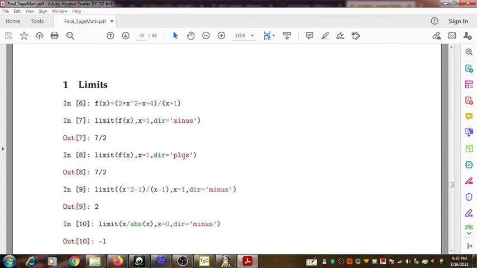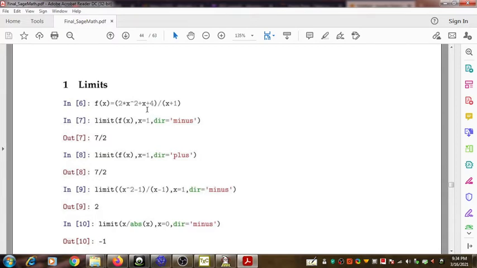Hello, welcome. In this video we are going to see how the SageMath environment can be used to find the limit of some functions. The first function given to find its limit is f(x) = (2x² + x + 4) / (x + 1).